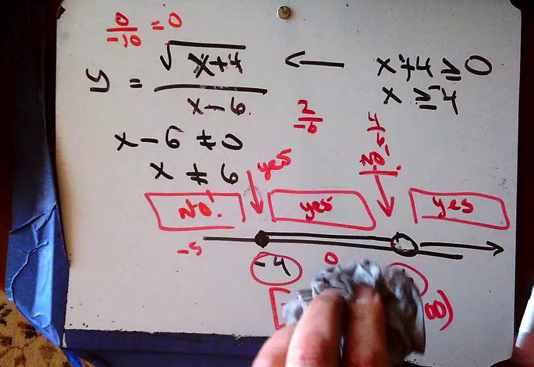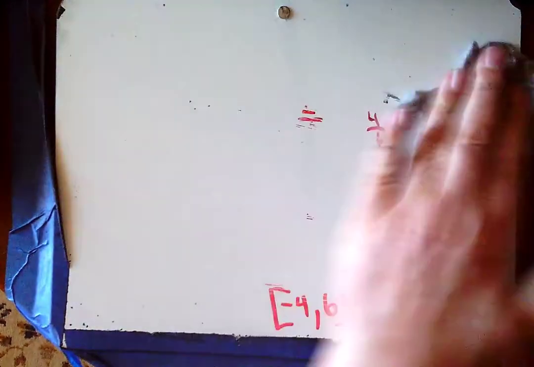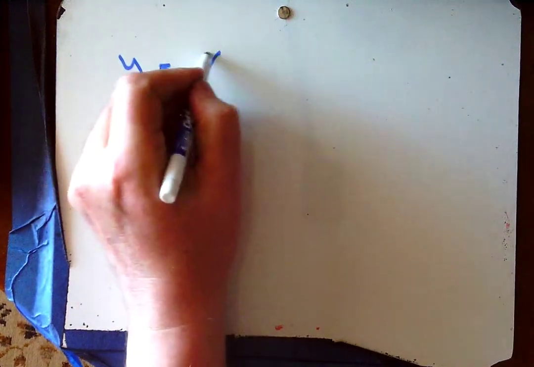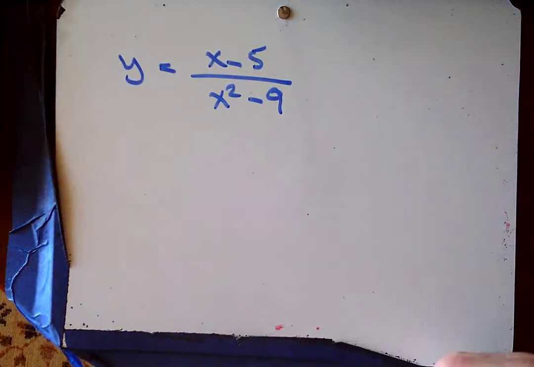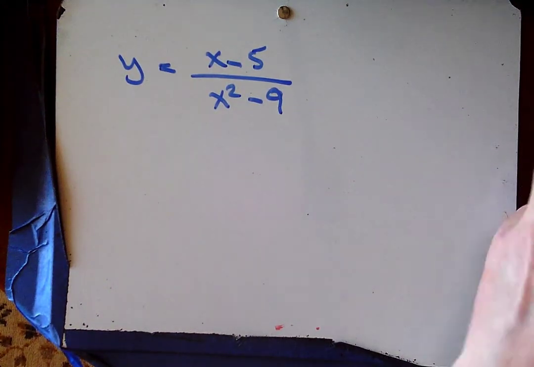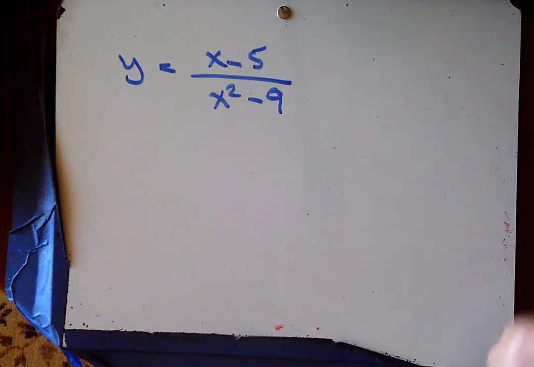Why don't you try this one? And we'll call this one the last one for this lesson. y equals x minus 5 over x squared minus 9. Figure out the domain for this one. Come back when you have questions or you're done and want to check your answer.